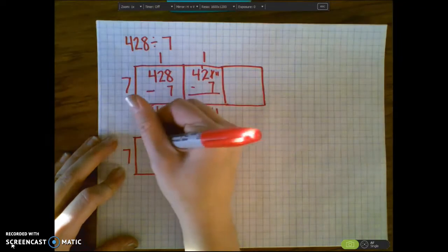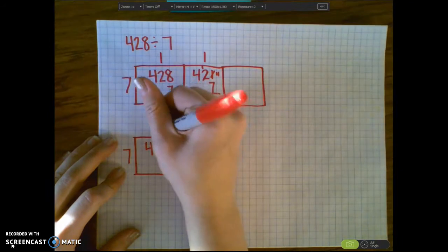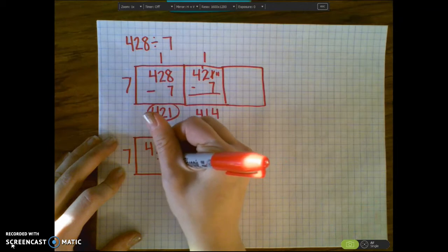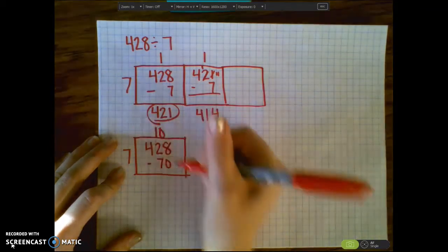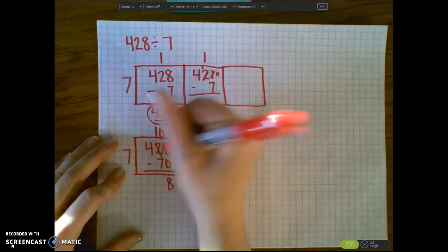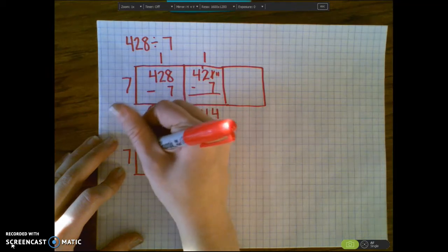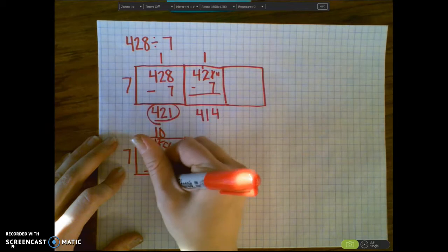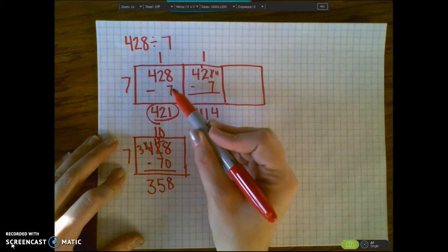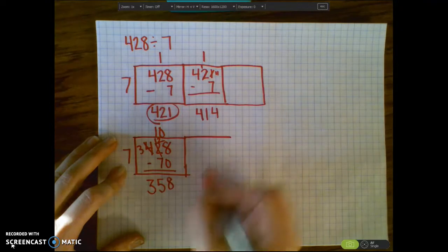But what we have started doing is, if I start with a new area model, my divisor on the outside, my dividend in the box, maybe 10 groups of 7 would fit. 10 groups of 7 is equal to 70. 428 minus 70: 8 minus 0 is 8. 2 minus 7 is impossible, so I need to borrow. 12 minus 7 is 5. 3 minus nothing is 3. Now, as you can see, instead of taking away just a small group of 7, I'm taking away a bigger group of 70.